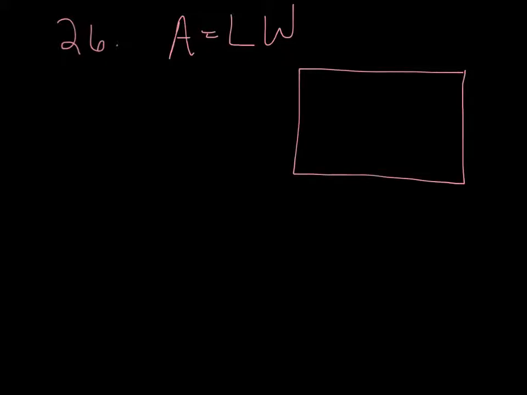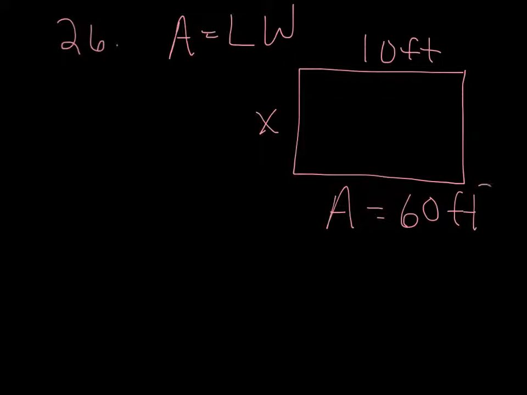26, they give us the area and we need to figure out a side. So 26 and 27 are area of a rectangle, which is area equals length times width. And they give us this little picture, x and 10 feet, and then it says the whole area is 60 feet. Notice the square there, right? So we're going to just try to find a side, so your answer won't have the square because we're just measuring the side. They already gave us the area.